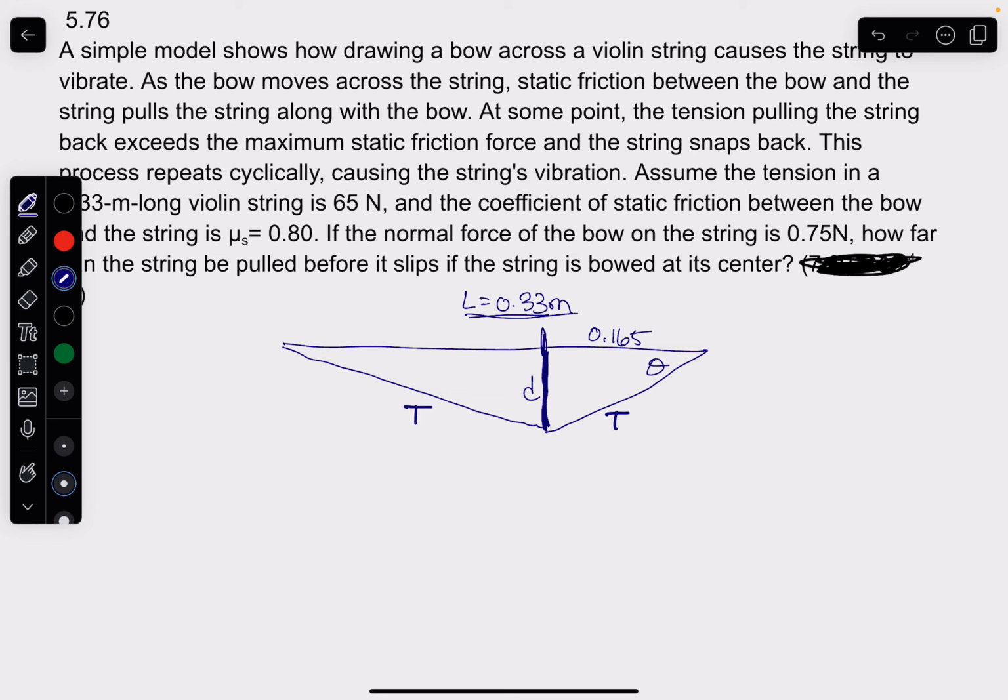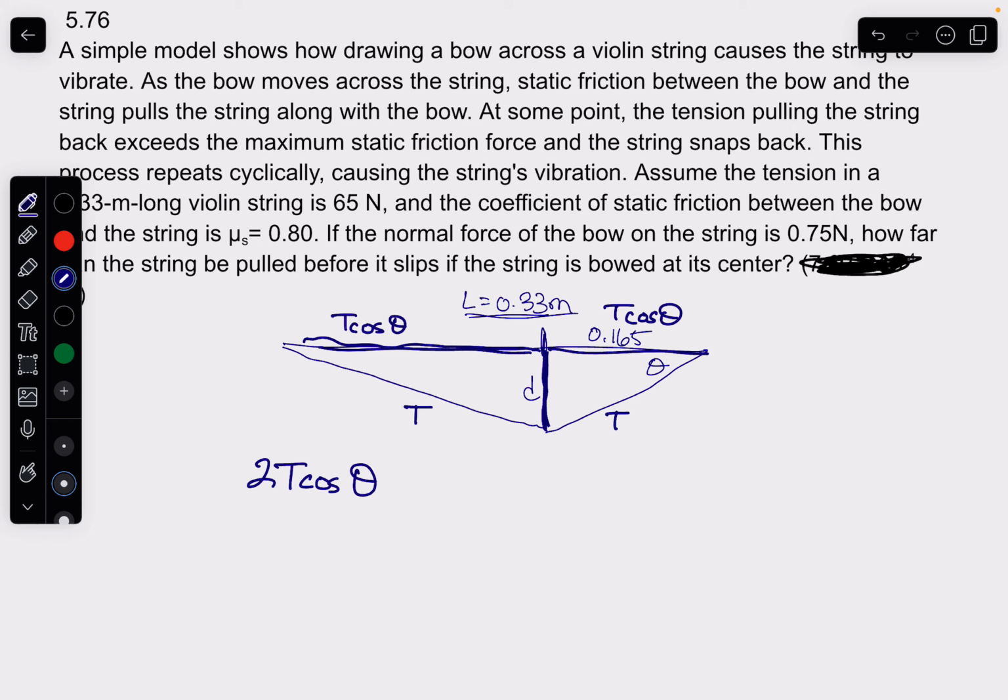And so that means that the tension here is going to be T cos theta. But we've got it twice, right, on either side of the stretched string. And so if you think about it, the tension in this part is going to be 2T cos theta. And that has to equal, at the point where it's going to bounce back, the force of the static friction. And we know the force of the static friction is mu times the normal force.